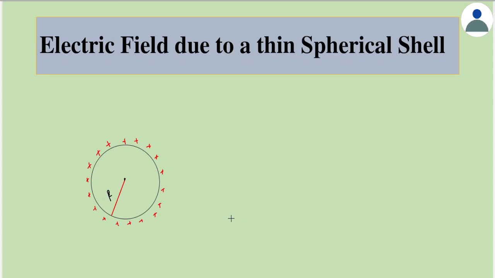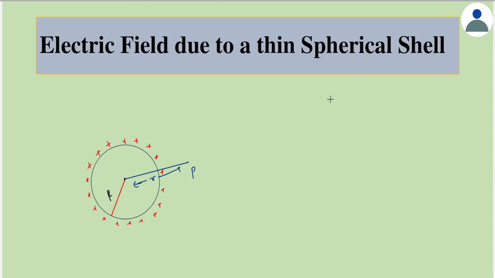Our aim is to find electric field at a given point. Let's assume that we need to find electric field at some point here. Let that point be P, and let the distance between the center and this point be small r. So we need to find the electric field at this point P.